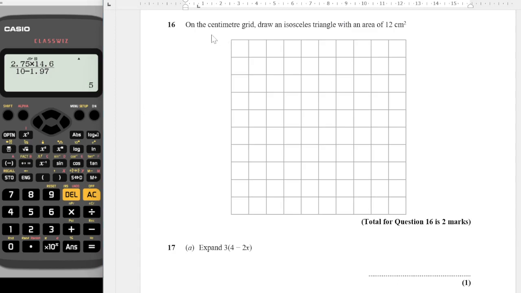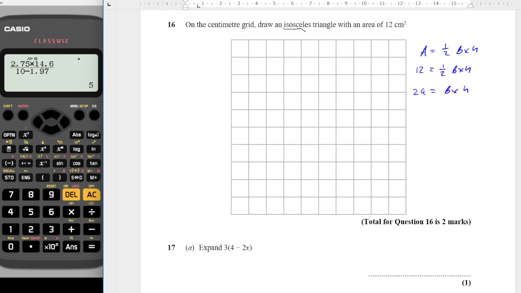Okay, question 16. On the centimetre grid, draw an isosceles triangle. An isosceles triangle is one with 2 sides the same and 2 angles the same, with an area of 16 centimetres squared. Okay, so if we look at that first of all, the area of a triangle is equal to half of the base times by the height. So if we're saying that that's 12, so 12 is equal to half of the base times by the height. So double both sides, so 24 is equal to the base times height.